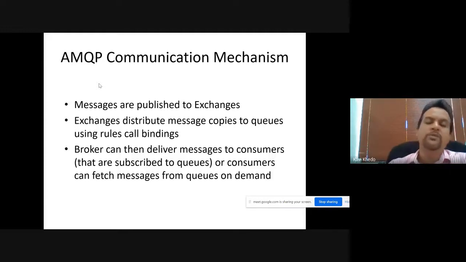As soon as we receive the message, we send it to the subscriber. Or consumers can fetch, this is pull. Consumers can fetch messages from queues on demand. Here, I want at a particular time to get a message from the queue, so I can fetch it from a particular queue, that is, the consumer itself fetches the message. So there are two ways. In AMQP, it seems that both push and pull are available.